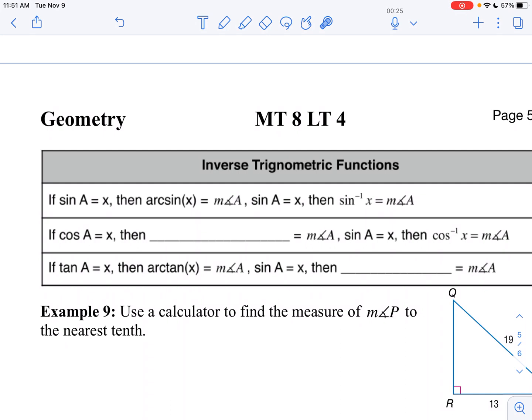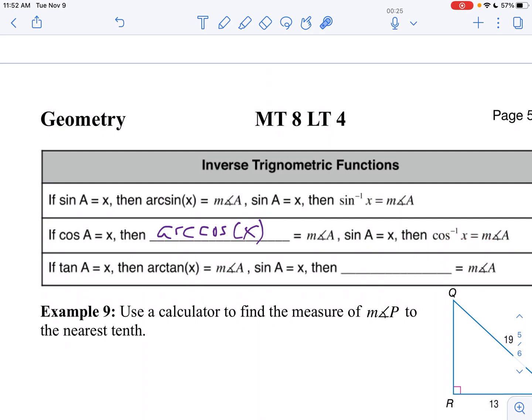So if I look at row line 2 here, if cosine of A equals x, well then to find the measure of angle A, I'm going to do the arc cosine of x equals the measure of angle A. Or the inverse cosine. Cosine to the negative 1 means inverse cosine.